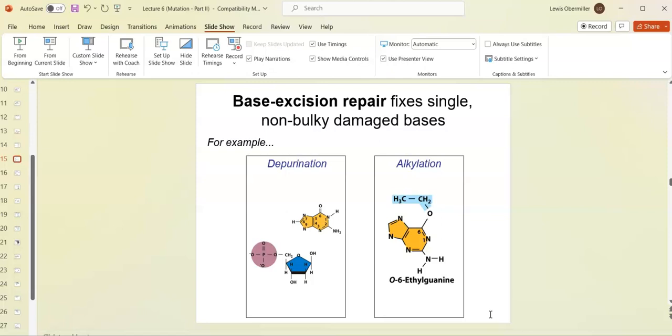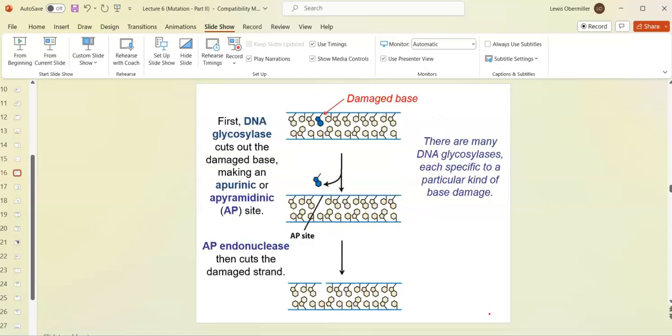Okay, so we can also just cut out the bases like I talked about. So depurination, of course, a purine is a double ring, right? And that's A's and G's, so you need to know that word because it keeps coming up over and over again. We talked about alkylation, right? So we can have different things that cause this so that it's mismatched. And we talked about that in a mutation one lecture. So these are non-bulky damaged bases, and they can be recognized.